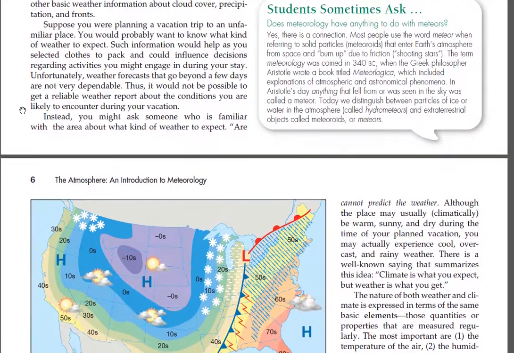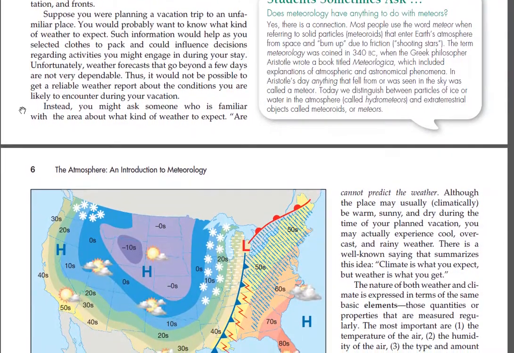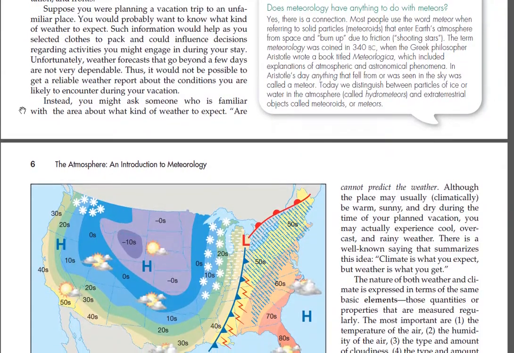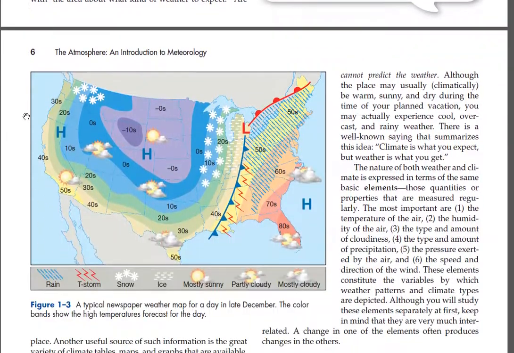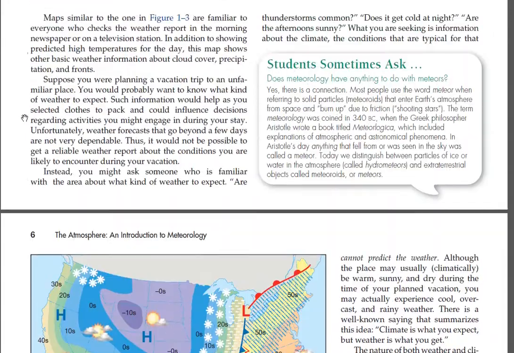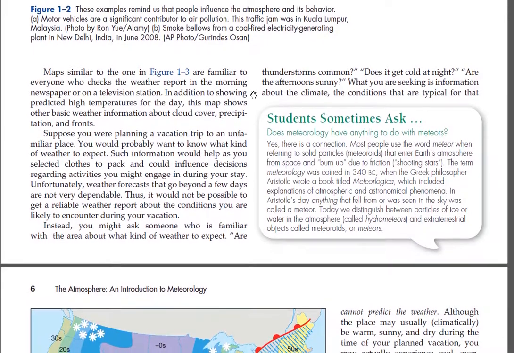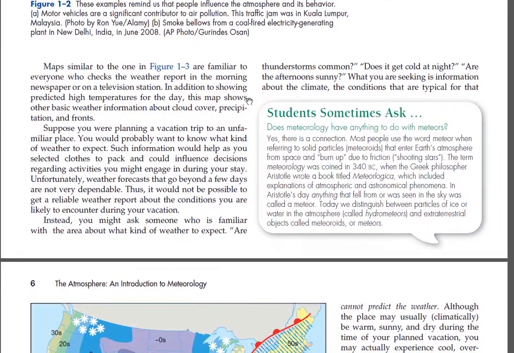Instead, you might ask someone who is familiar with the area about what kind of weather to expect. Are thunderstorms common? Does it get cold at night? Are the afternoons sunny? What you are seeking is information about the climate, the conditions that are typical for that place.